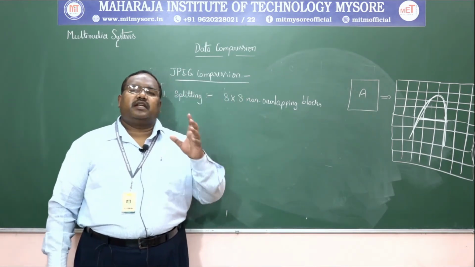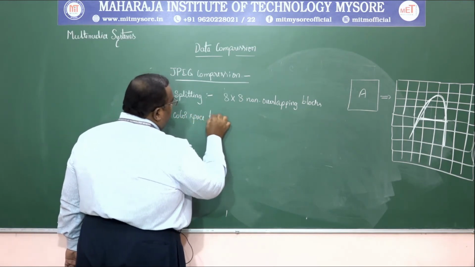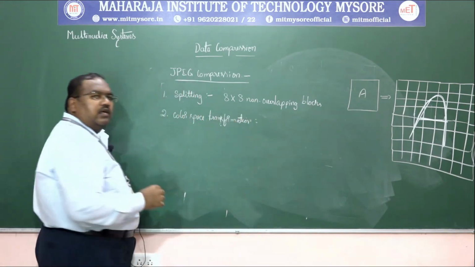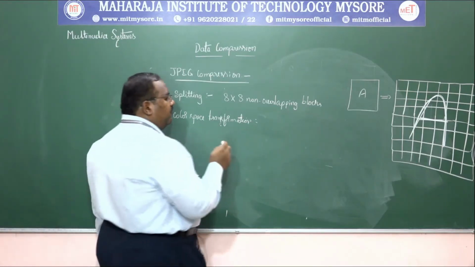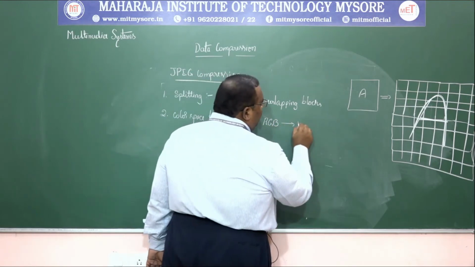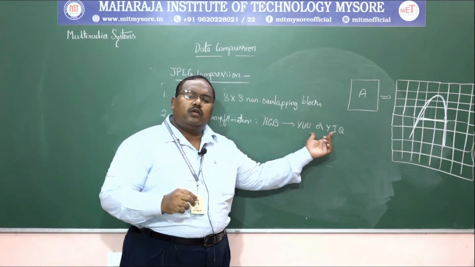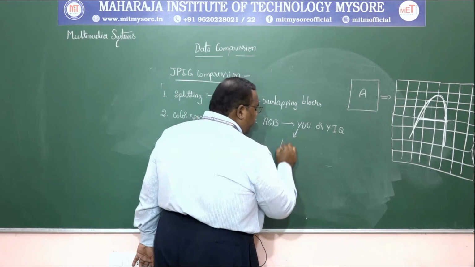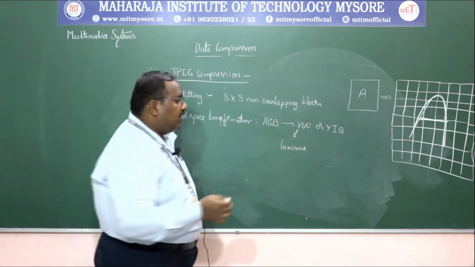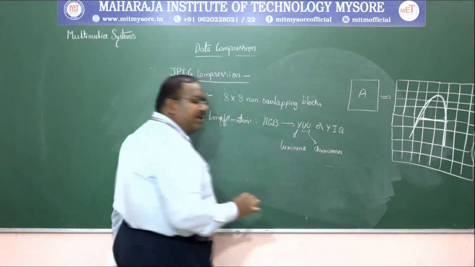Next, in the second step, the color space transformation has to be done. What do we do here? We know that most images will be in RGB format, that is red, green and blue. We are supposed to convert this image from RGB format to YUV or YIQ format. What do YUV and YIQ mean? Y means the luminance, the brightness. UV means the chrominance. Chrominance means the color factor.